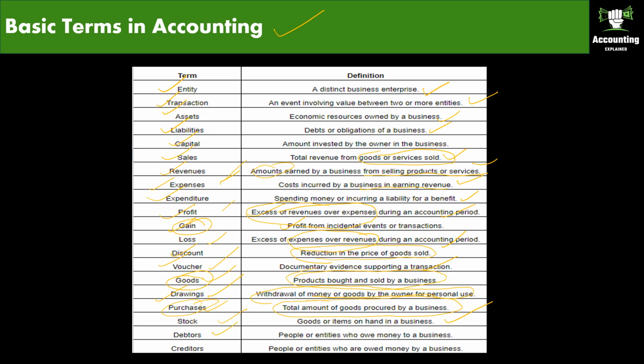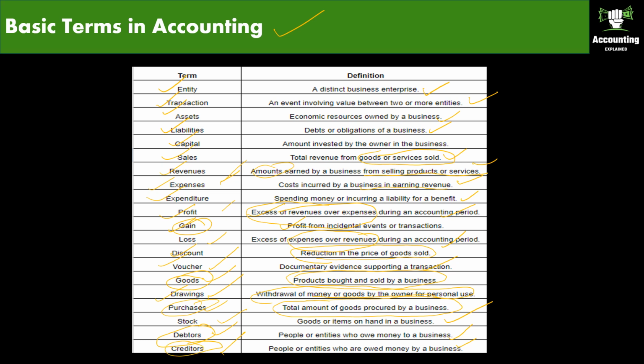Debtors, people or entities who owe money to a business. So you are a business. If someone owes money to you, then they are called debtors. Creditors, people or entities who are owed money by a business. If you owe money to others, then they are called creditors.